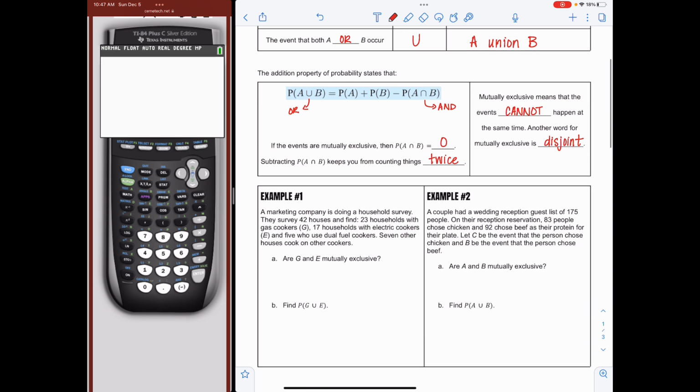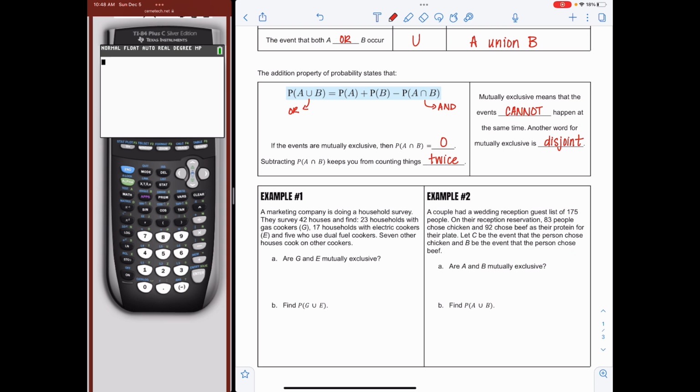So let's look at example 1. A marketing company is doing a household survey. They survey 42 houses and find 23 households with gas cookers, 17 households with electric cookers, and 5 who use dual fuel cookers. 7 other houses cook on other cookers. So it says, are G and E mutually exclusive?